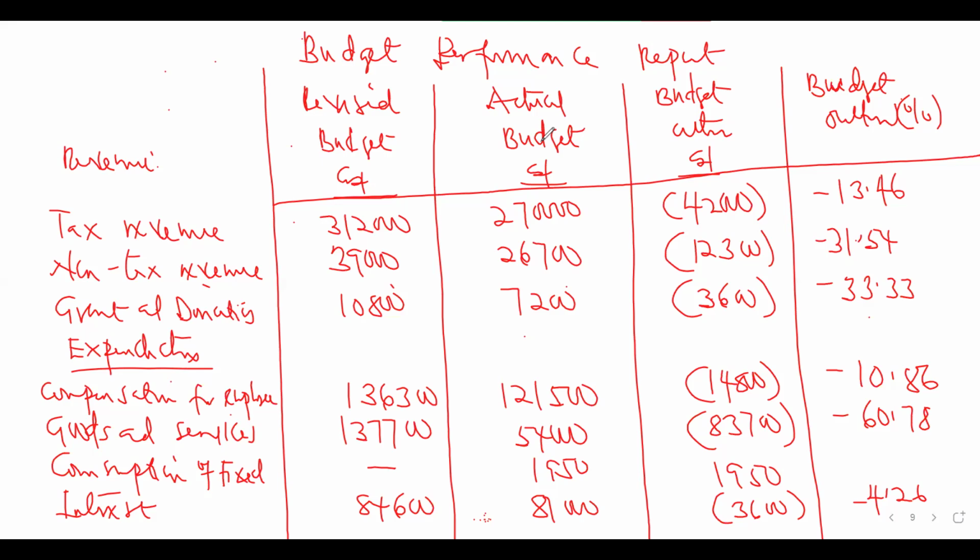So we calculated our budget outturn as the actual minus the revised. If you also do the revised minus the actual, the interpretation that you are going to be doing will be the same as the interpretation of the person that is using this. Are you okay? All right.